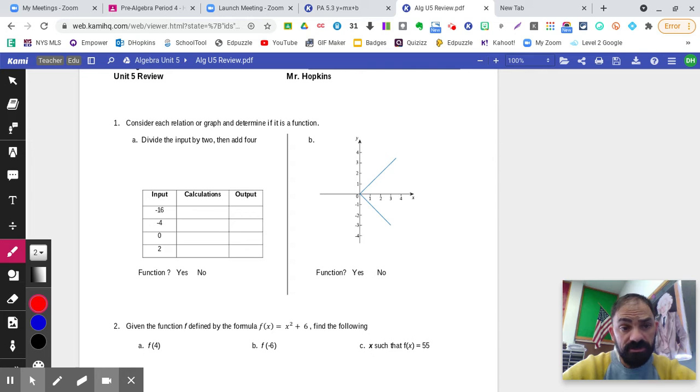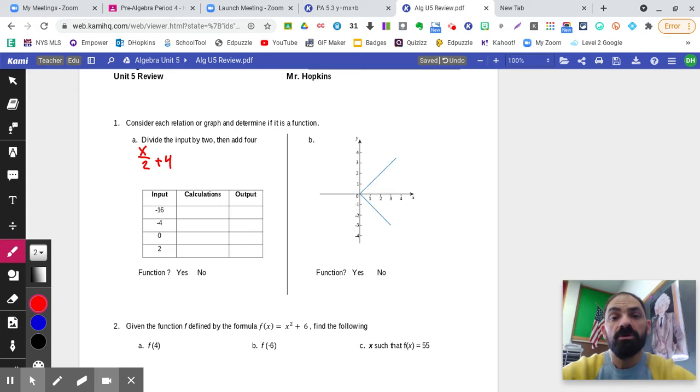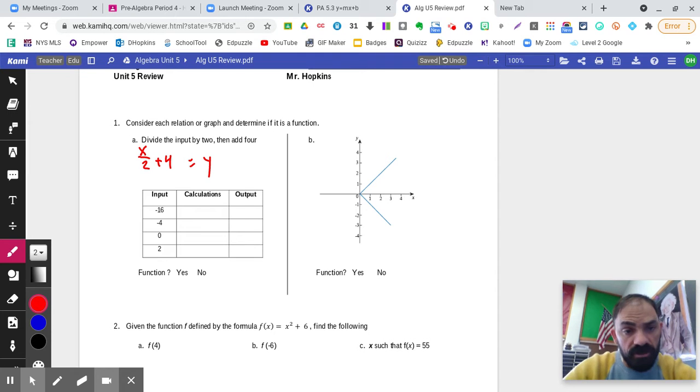So part A says divide the input by 2, input's your x value, then add 4 to obtain your output, which isn't there, but that's what it's saying. So let's see here. Our input is right here. So plug all these values in for x.